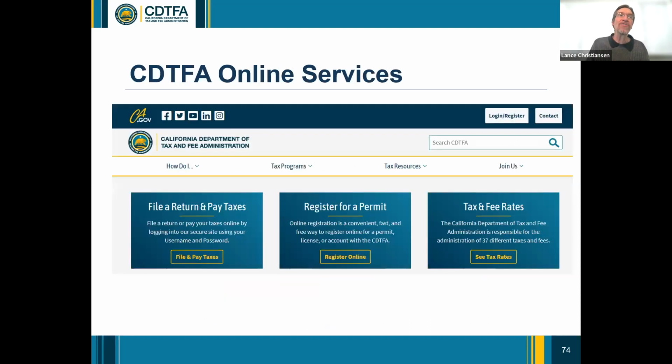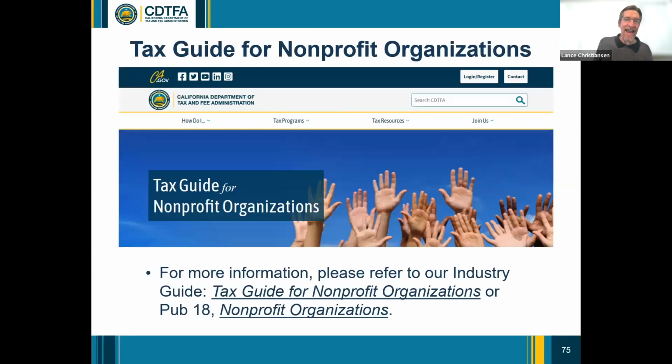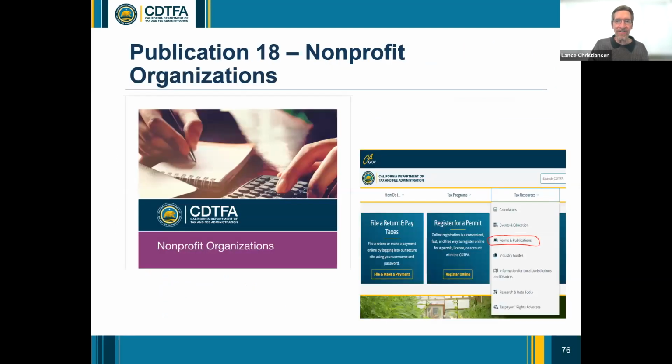Going forward, you can do everything on our website, including filing your return, making your payment. You'll find all of that on cdtfa.ca.gov. The other thing under tax resources that you see there in the middle, you can find this tax guide for nonprofit organizations, which is where we got most of what we talked about today. Under our industry guides, you'll see this tax guide for nonprofit organizations.